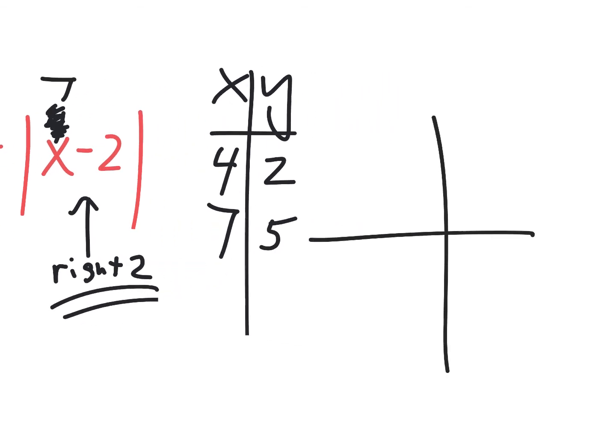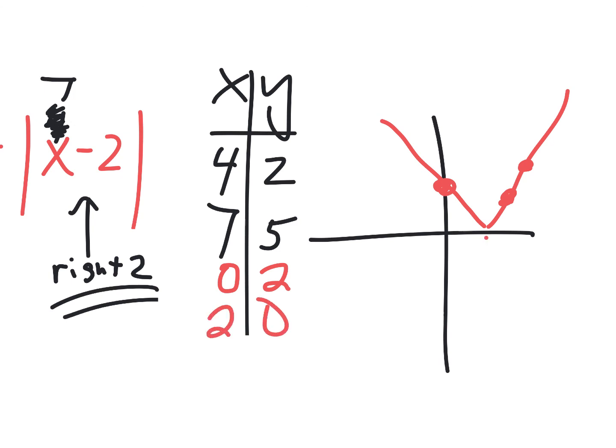If I actually graph this, it's going to be like this. And those dots, like 7 comma 5, it's like there-ish. And 4 comma 2, it's like there-ish. And if I put in 0, I'd also get 2. Over 0 up 2, that's there. And if I put in 2, I'd get 0. See how all the dots are just showing up right on my graph?